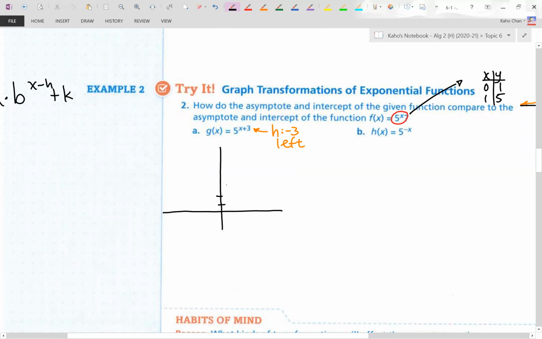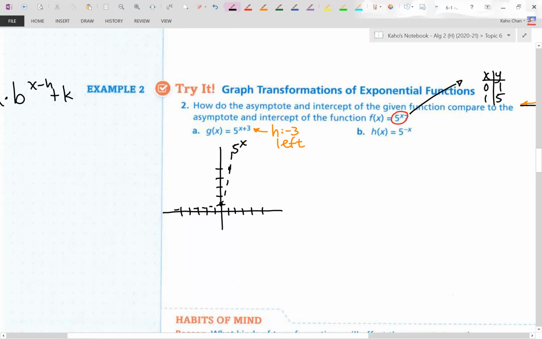1, 2, 3, 4, 5. 1, 2, 3, 4, 5. Always throw in your parent graph first. 0, 1, 1, 5 is your parent graph.